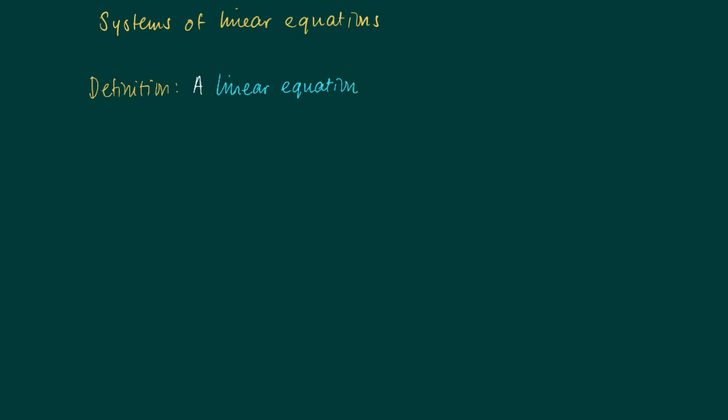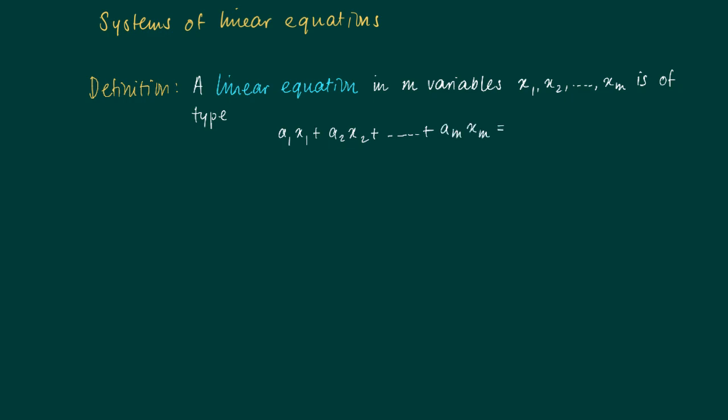Well, a linear equation in variables x1 to xm, so a linear equation in m variables, can be written as follows. It is an equation of the type a1 times x1 plus a2 times x2 plus a3 times x3, etc., till the final term am times xm equals some constant b.